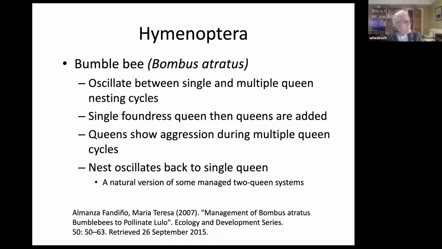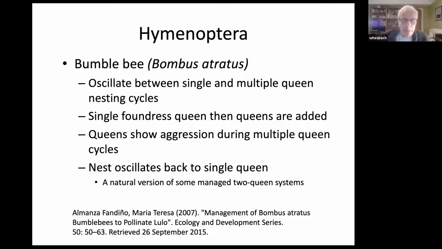And a little bit closer to home is the bumblebee. And bumblebees, of course, this happens to all bumblebees. They oscillate between a single and multiple queen nesting cycles. So what happens with bumblebees is a foundress queen comes out of the ground in the spring.